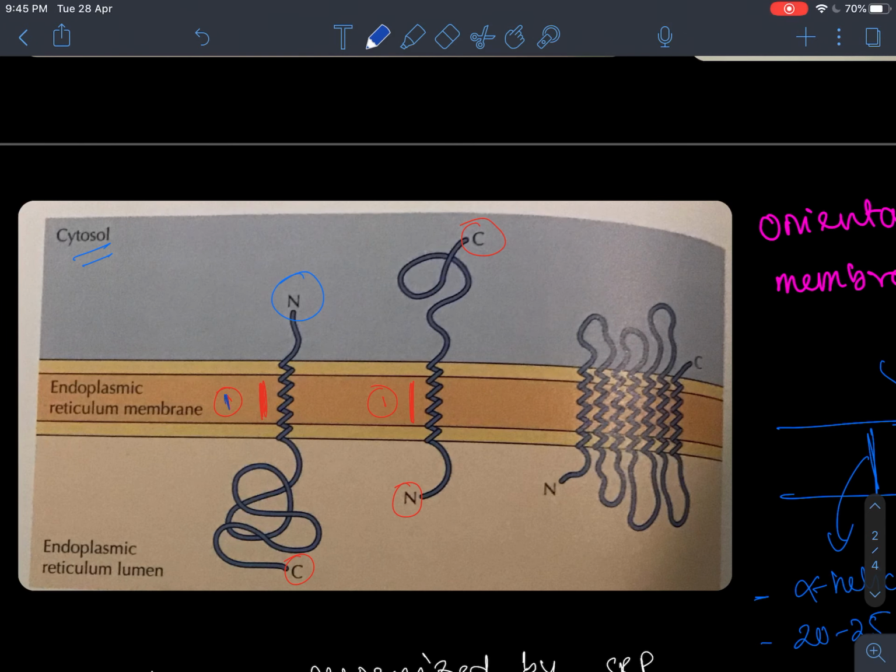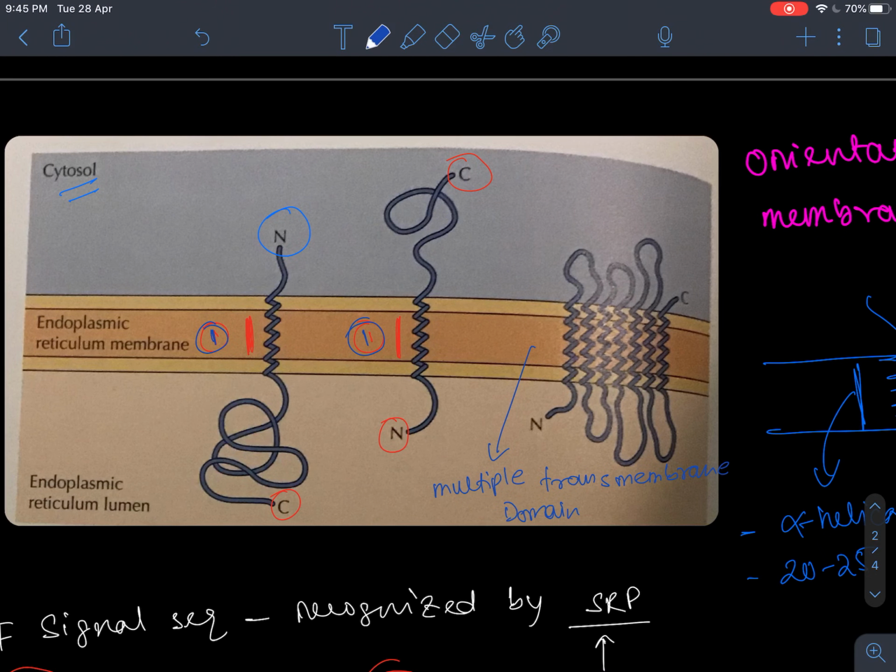Hope you can see this red color. So they have one transmembrane domain, but in this case we have multiple transmembrane domains. How these proteins are translocated into the endoplasmic reticulum membrane, we'll discuss. There are two kinds of signal: one is the stop transfer signal and another is the internal signal sequence. We'll discuss it in the next video.